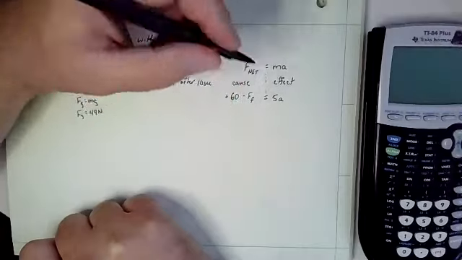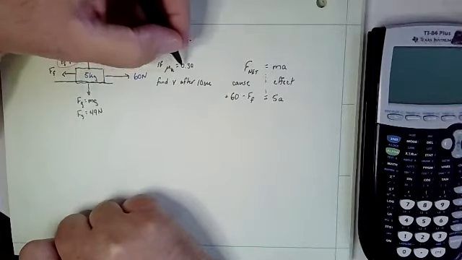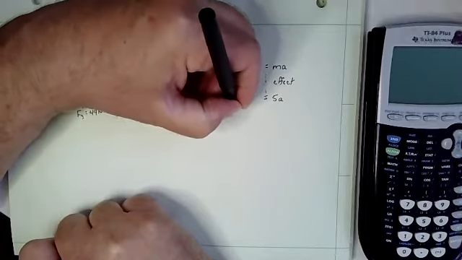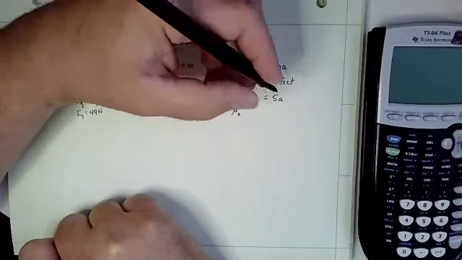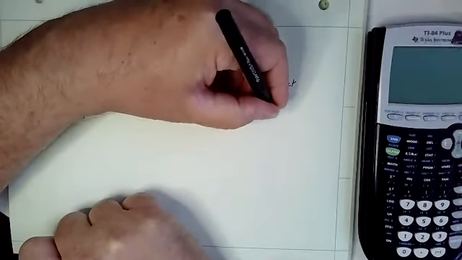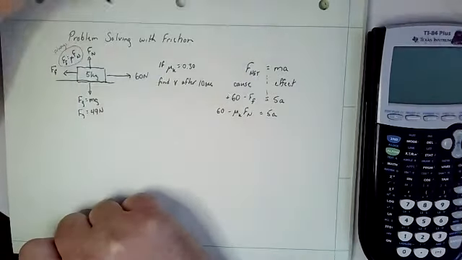Okay, so our coefficient of kinetic friction is 0.3. So this is going to be 60 minus the coefficient of kinetic friction, because it's moving, times the normal force, and that's equal to 5 times A. And then I can put in what I know for numbers.